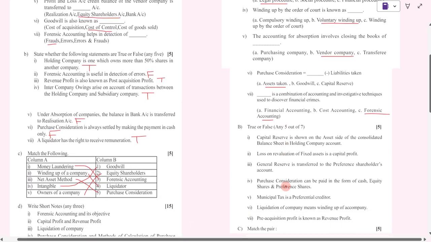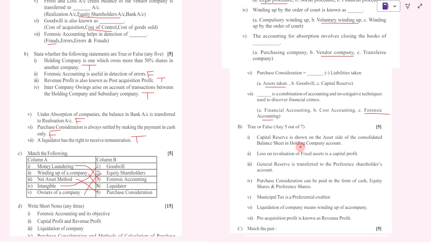Next we'll see true or false. Capital reserve is shown on asset side of consolidated balance sheet in the holding company account. False. Loss of revaluation of fixed asset is a capital profit. False. Journal reserve is transferred to preference shareholders account. False.